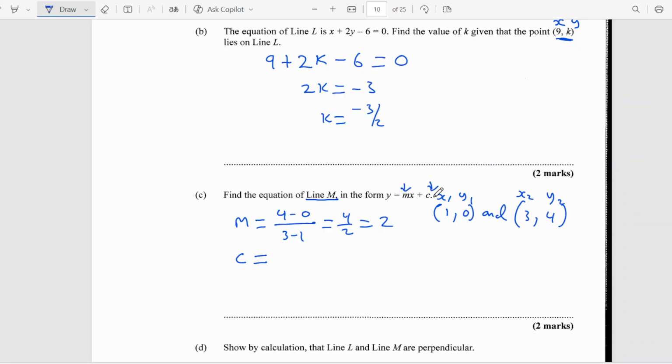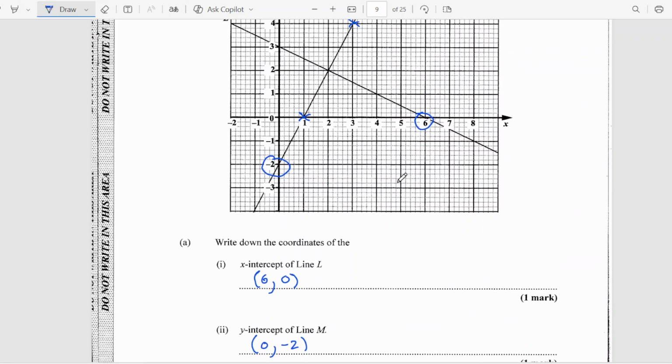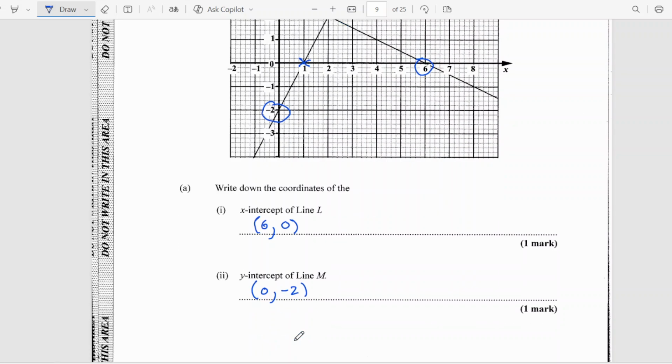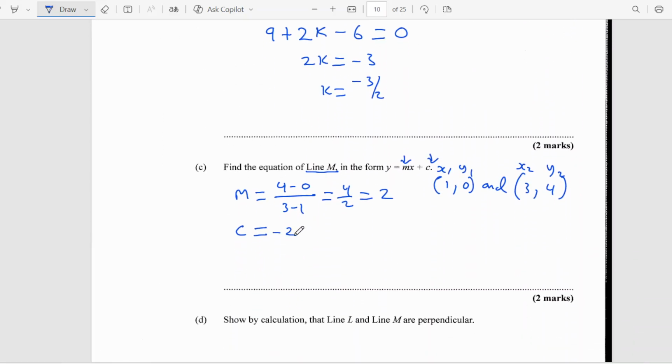And our c, which is the y-intercept, if you go back up to line M, the y-intercept here is the y value where it crosses the y-axis, which they asked us to do already. The y-intercept of M is negative 2. So c is negative 2. Right? So the equation of line M is y is equal to, gradient is 2, so that is 2x, y-intercept is negative 2. So 2x take away 2.